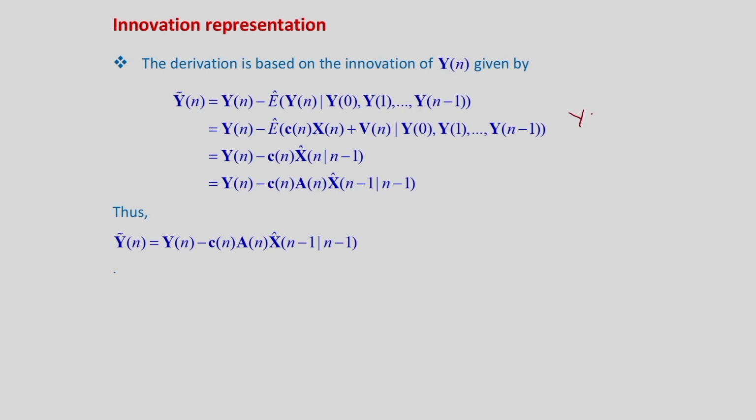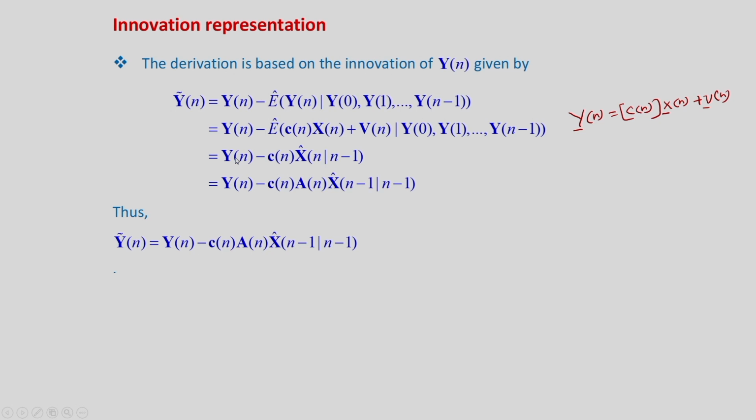We have y n, this is the y n vector, equal to C n matrix into state vector x n plus V n. V n is a white noise vector. So, this is the observation model that we are substituting here. So, this will be E hat of C n into x n plus V n given y 0, y 1 up to y n minus 1.